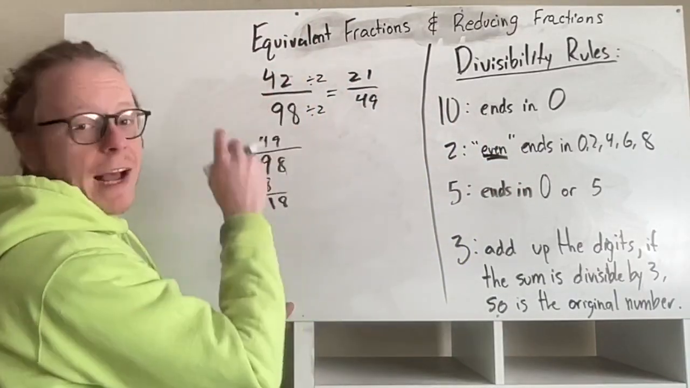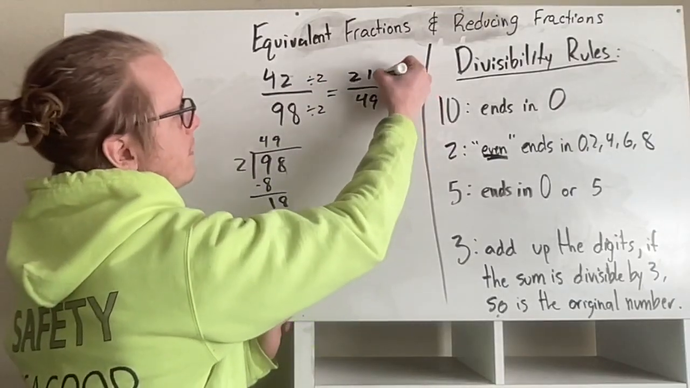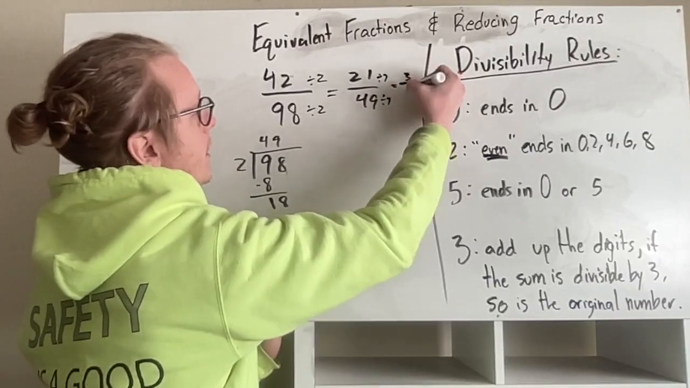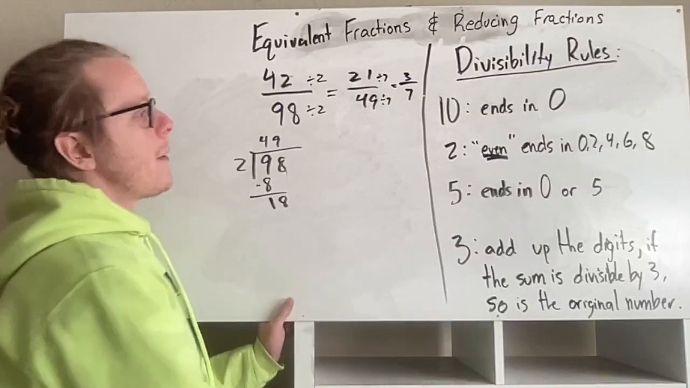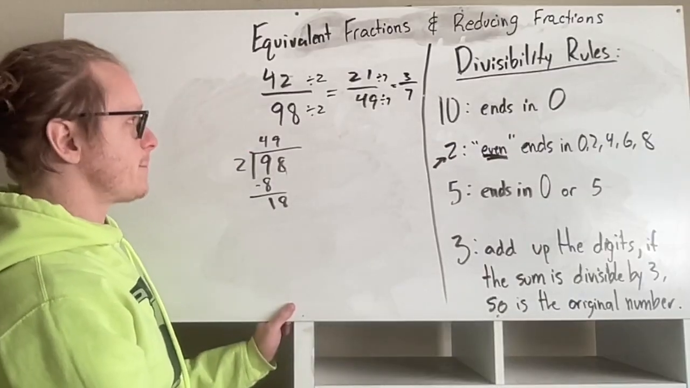Now, hopefully I can recognize these are my 7 times tables. So I can divide them both by 7. And this gives me 3/7. Okay? So notice how we were able to use the divisibility rule for 2 here to not get stuck.